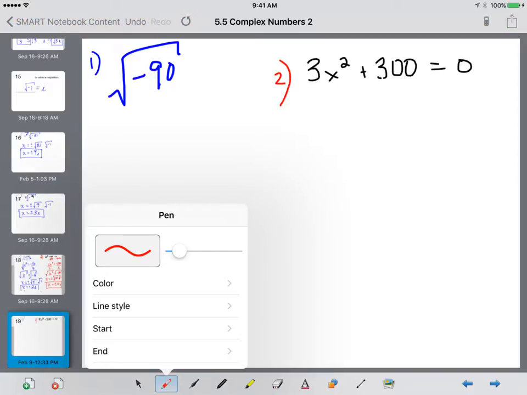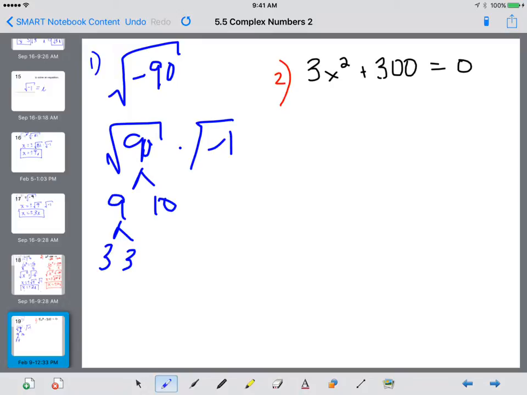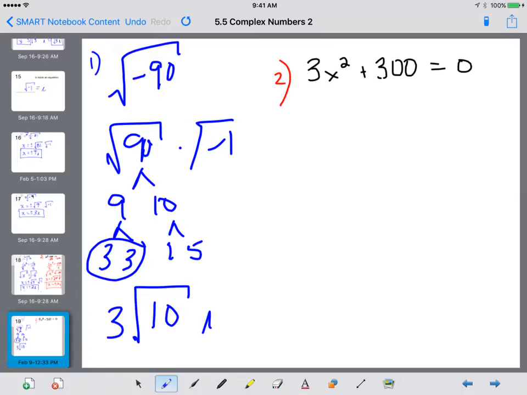Here's the answer for number 1. You're going to separate this out. Square root of 90 times the square root of negative 1. Make a factor tree. Okay, say 9 times 10. We're left with 3 and 3. There's a pair. I know that 10 is 2 times 5, but that doesn't make a pair. So when I pull the 3 out front, I need to multiply those two to get back up to 10. So I'm left with 3 times the square root of 10 i.